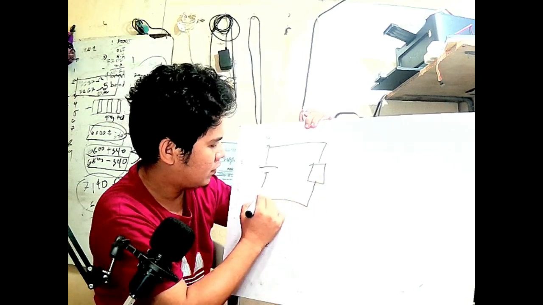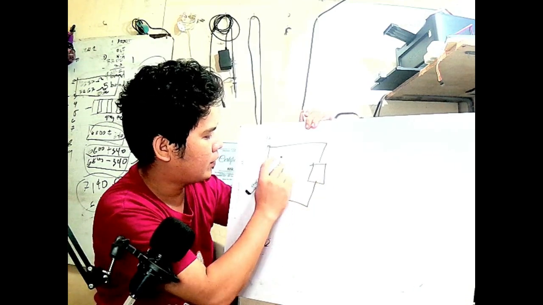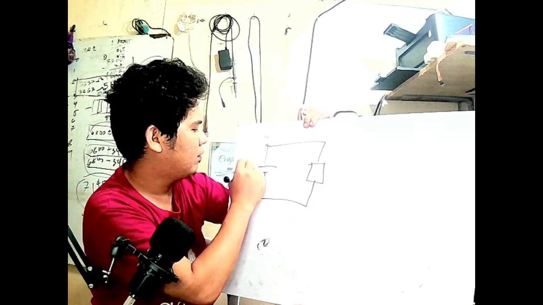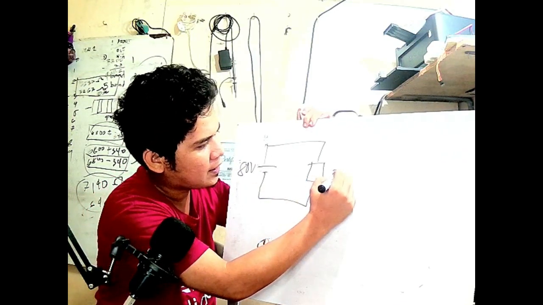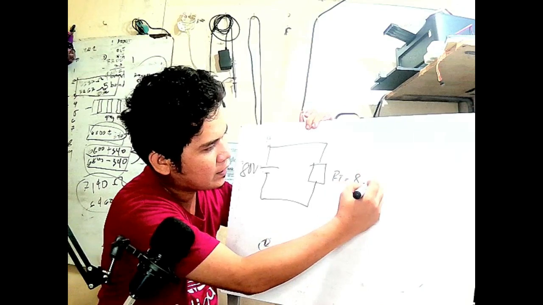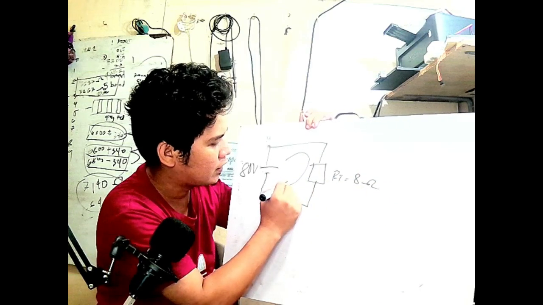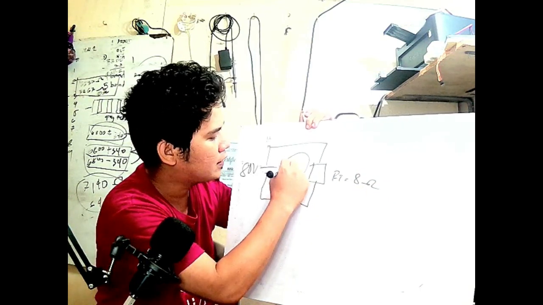Yan. So this one is 80 volts. So dito na 80 volts. Okay, DC. And this one is RT na meron equivalent na 8 ohms. Now we can calculate the total current flowing at this circuit.